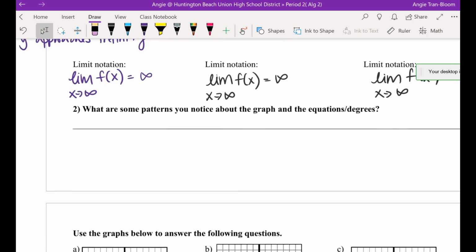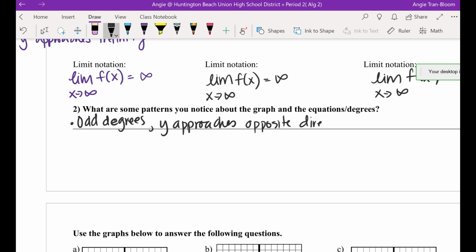Alright, so Hannah said odd degrees. Any odd degrees: 3, 5, 7, 9. Okay? Does y approach the same direction or opposite direction? Opposite. Y approaches opposite directions when they are odd.